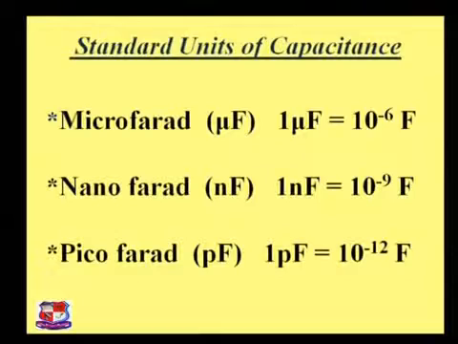1 microfarad equals 10 raised to minus 6 F, that is Farad. Micro means 10 raised to minus 6. 1 nanofarad equals 10 raised to minus 9 F, and the picofarad is 10 raised to minus 12 Farad. So the picofarad is the smallest standard unit of capacitance, but generally capacitors are available in microfarad or nanofarad form. Instead of Farad we prefer micro, nano and picofarad: 10⁻⁶, 10⁻⁹ and 10⁻¹² Farad.